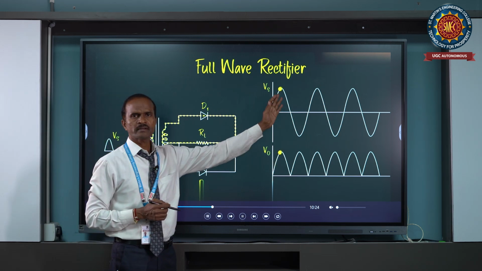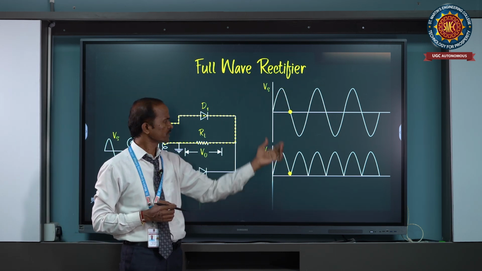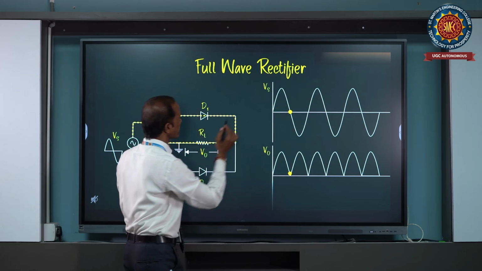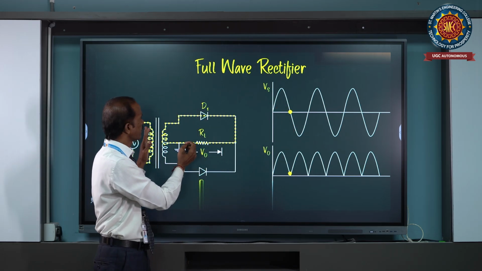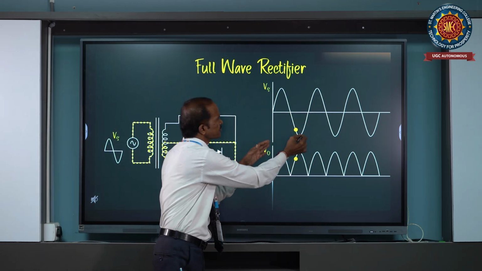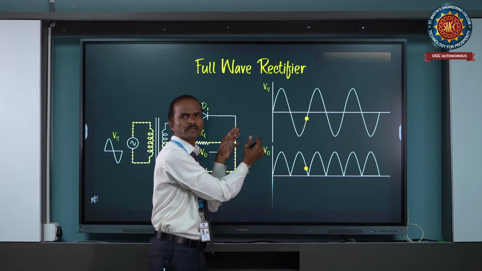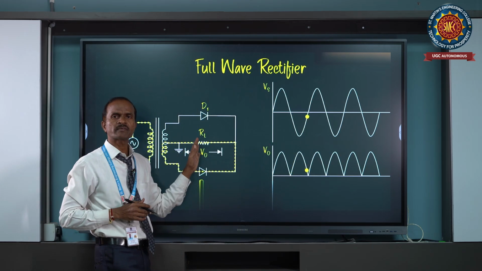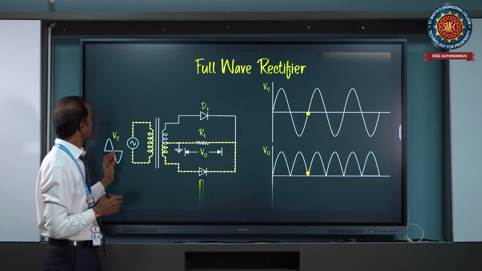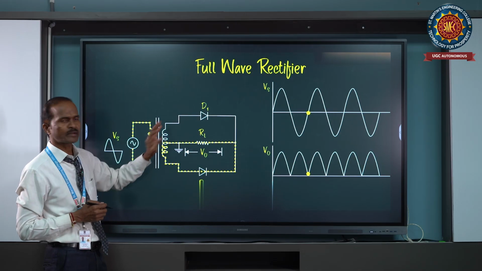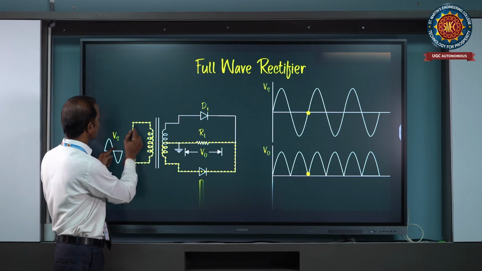So what is happening here? This is the input signal, and this is the output signal. During the first half cycle, what is happening here? What type of mechanism exists in the full wave rectifier? And during the negative half cycle, what type of mechanism exists in the full wave rectifier? Now we are going to see it with the help of the animation diagram. Now this is the circuit diagram represented with the animation. See here, this is the input signal.